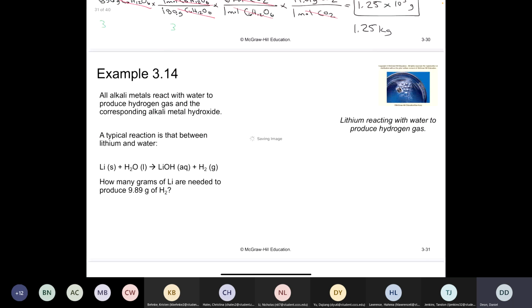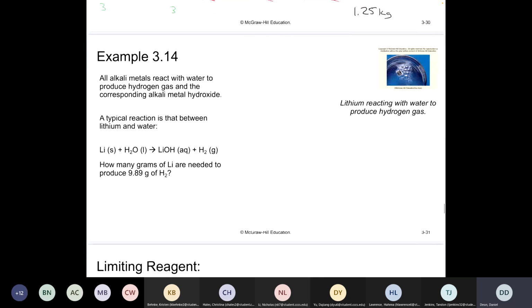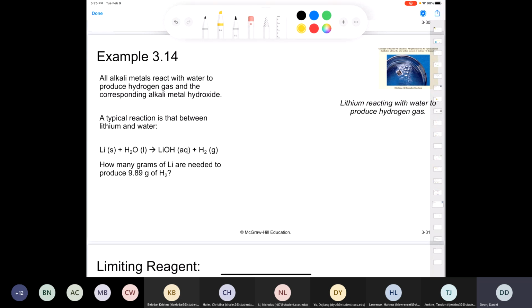Okay, so this problem here says, all alkali metals react with water to produce hydrogen gas and the corresponding alkali metal hydroxide. What are the alkali metals? Could anybody tell me what group the alkali metals are found in? This is just some review. 1A. Yeah, it's group 1A, exactly. Group 1A, perfect. So the alkali metals react with water to produce hydrogen gas and the corresponding metal hydroxide. A typical reaction between lithium and water is shown here.